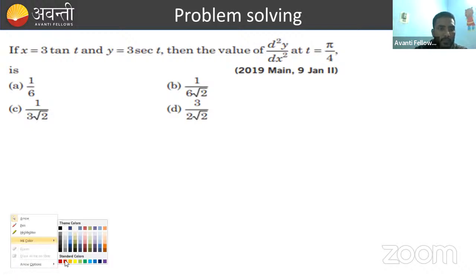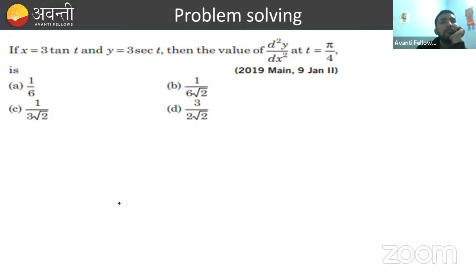Now we will see this question, guys. We have x is equal to 3 tan t and y is equal to 3 sec t. So this is a problem from differentiation. We have to find d2y by dx square. So what we need to do, we know that we first need to find dy by dx. It will be dy by dt divided by dx by dt.